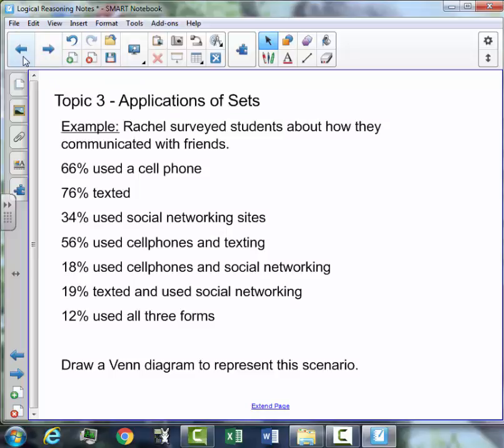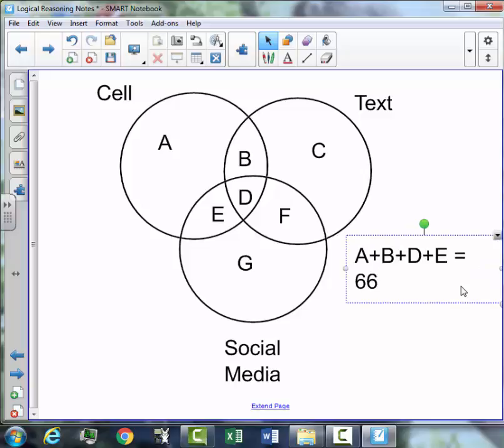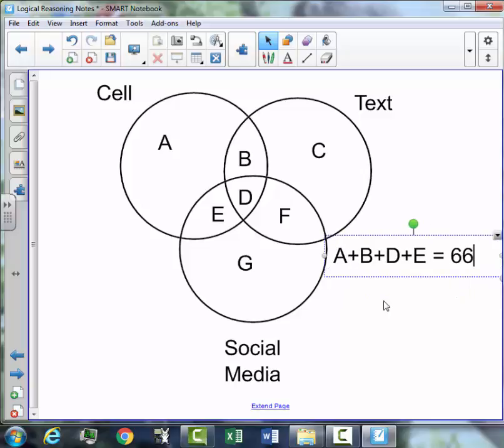It says 66% of people use a cell phone. So I'd say the people who use a cell phone is 66%. That would be A plus B plus D plus E equals 66. That would be the first statement I'd write. Hopefully you can follow along. Here's people who use a cell phone. In this section, here's people who only use a cell phone.